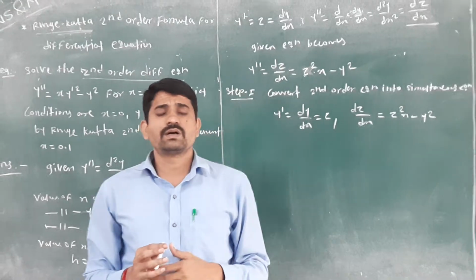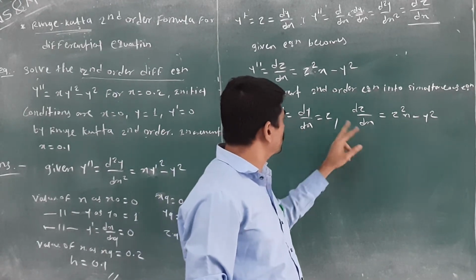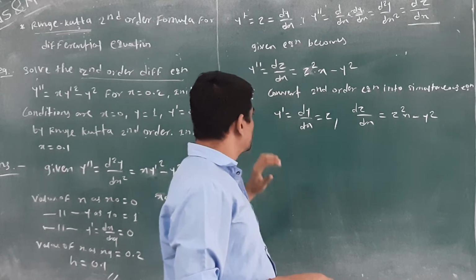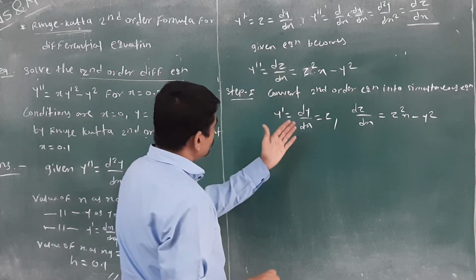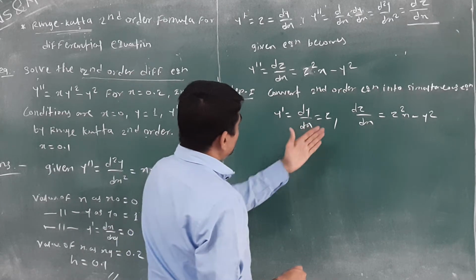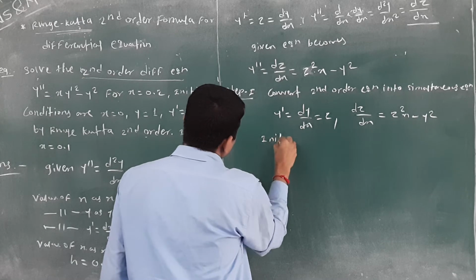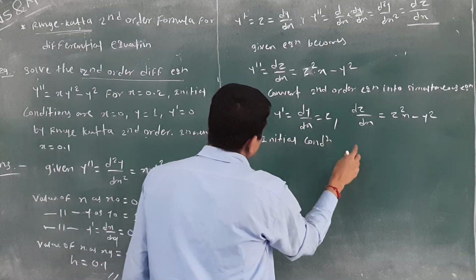Sometimes in the problem statement, you are given these two different equations. Then there is no need to write all these things. Then what is the step number? Once you have calculated that, see the initial conditions. What are the initial conditions? I will also write here initial conditions.